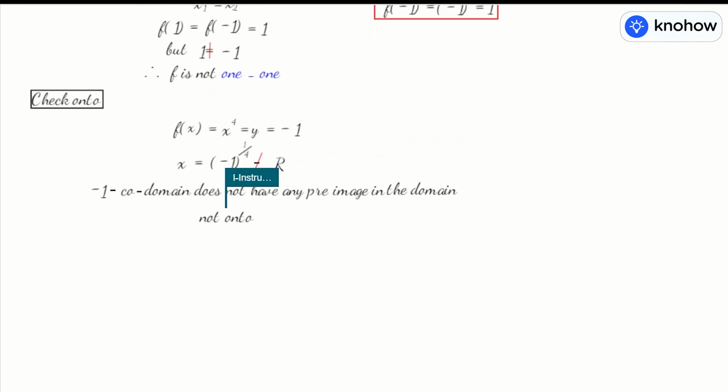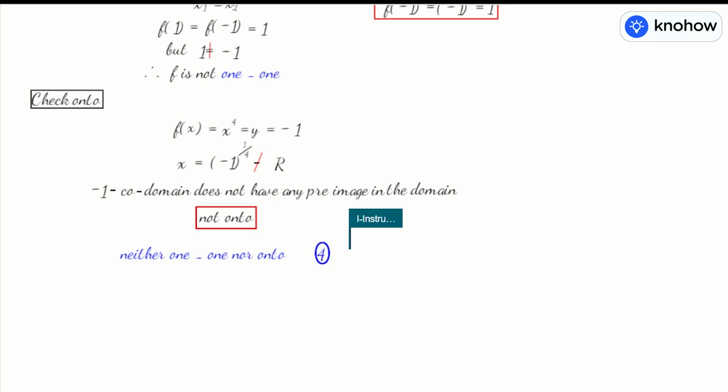Earlier we have proved it is not one-one. So we can say it is neither one-one nor onto. Which choice is this? Neither one-one nor onto? Obviously the last choice, that is the D part, it is neither one-one nor onto.